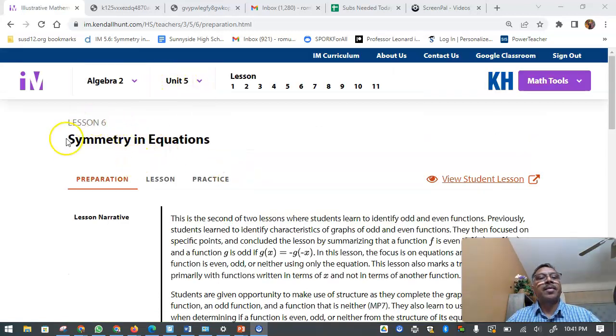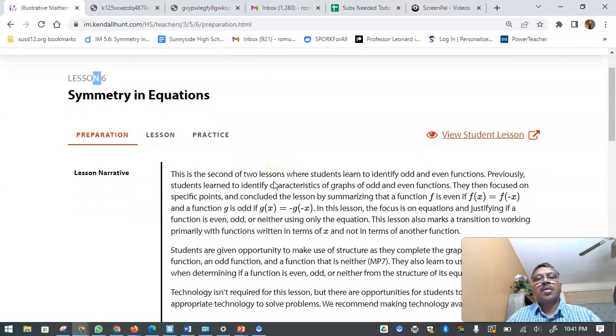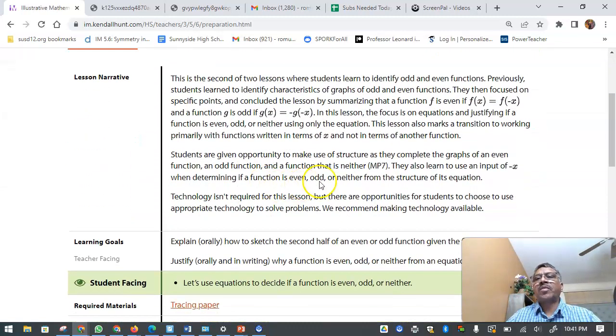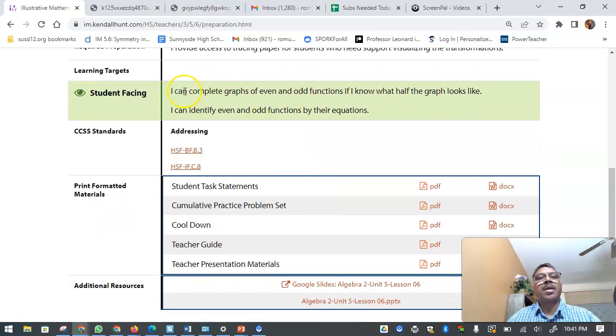Unit 5, and this is lesson number 6. And the topic is symmetry in equations. So in this lesson most of the equations will be given, and here is the learning target.